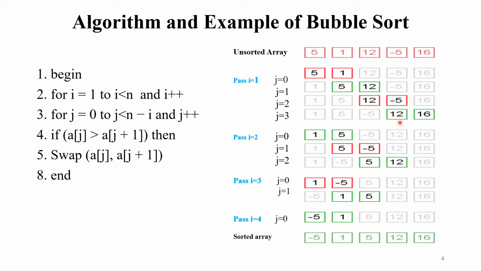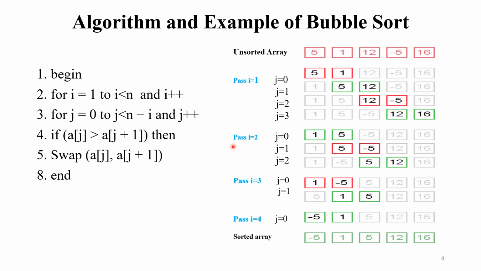Now we check last two values, that is 12 and 16. But here our pass 1 is ended. So we write this answer to the next pass. But here 12 is already less than 16. That's why we write in pass 2 this array as it is. So here i is incremented by 1. So our pass is 2.